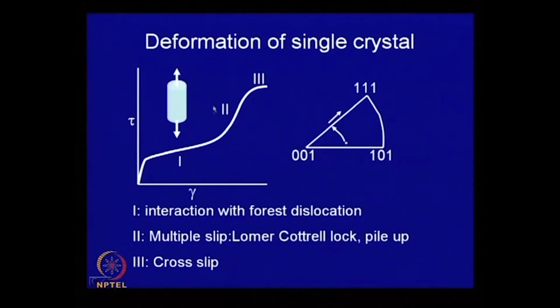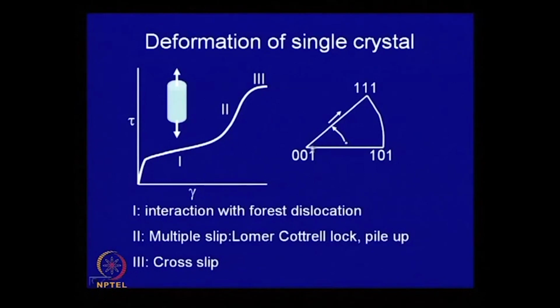Now, this is a single crystal, say suppose an orientation is somewhere here. Now, there will be a stage when the dislocation can move only on one slip plane, which is shown here. As long as this orientation is within a triangle, it can slip only on one slip system. So, until it reaches this point, it will be moving in one slip system. That is the time the only mechanism of strain hardening will be interaction with forest dislocations. So, that is why here the strain hardening is less.